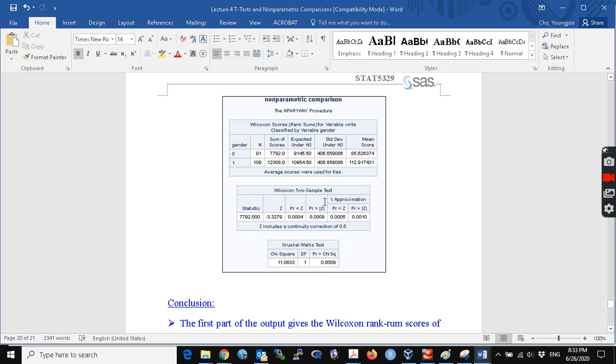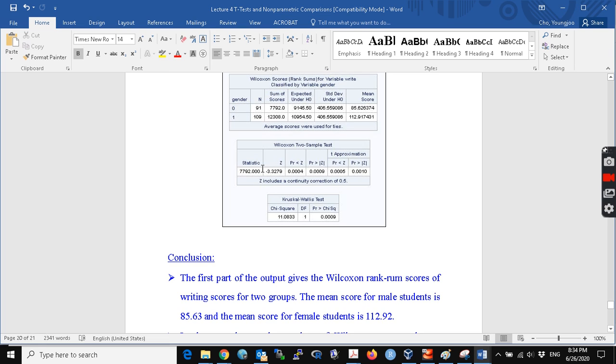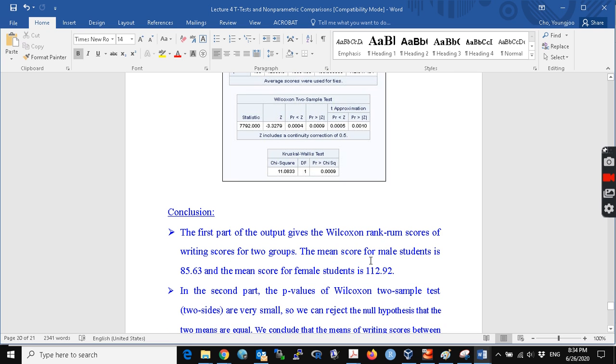And the SAS output is that we have the sum of scores, the expected scores under the null hypothesis, and the standard deviation under the null hypothesis of the scores. And then we have the mean score. So we have calculated the rank sum, and then we use the mean score to calculate the statistic, which is 7,792. And for this two-sample test, the p-value is less than 0.05.